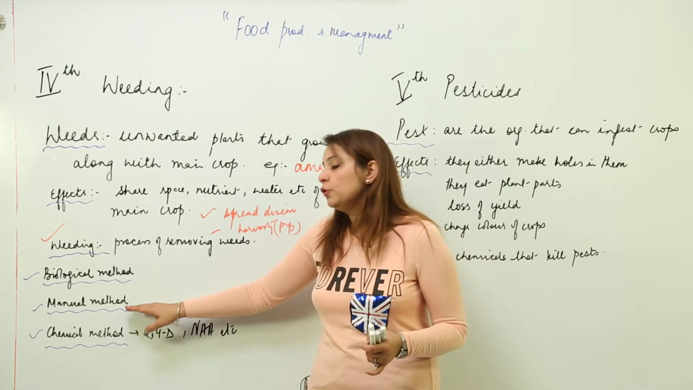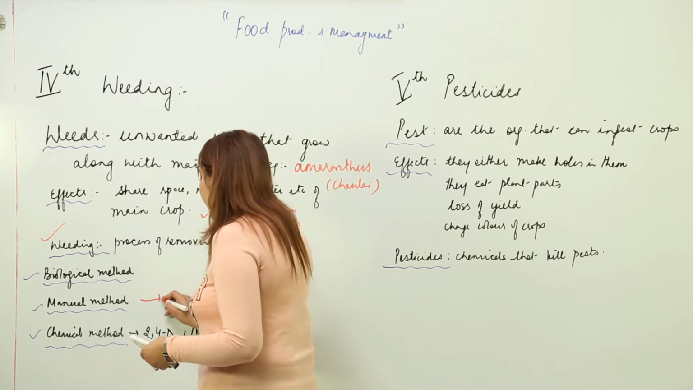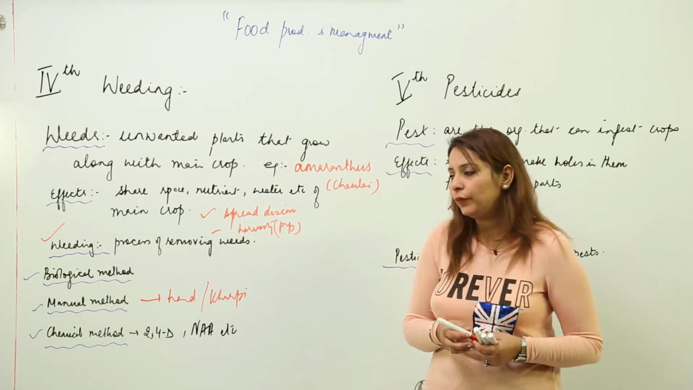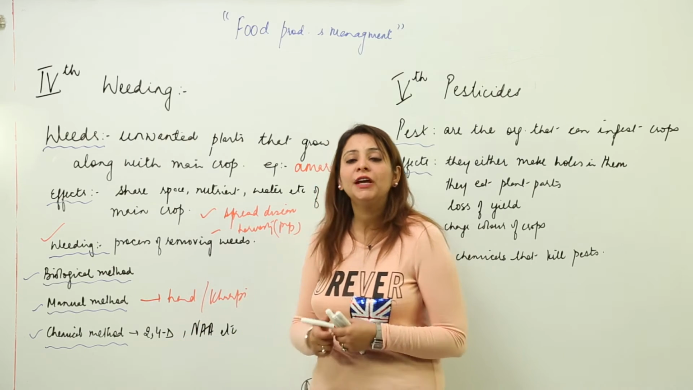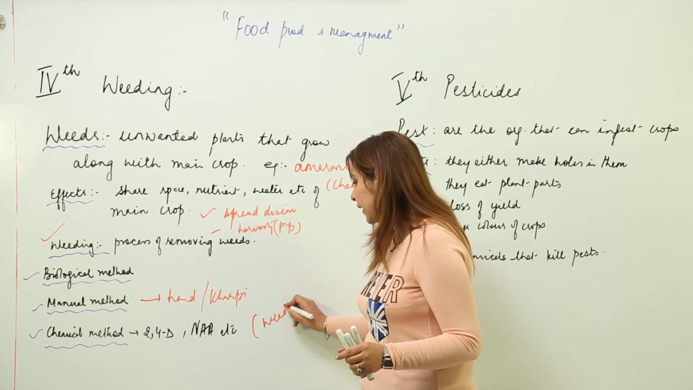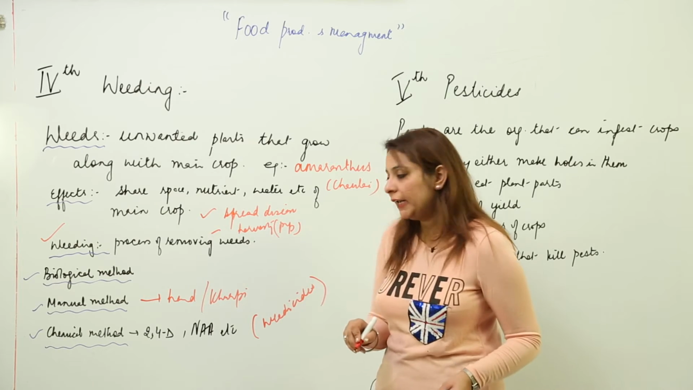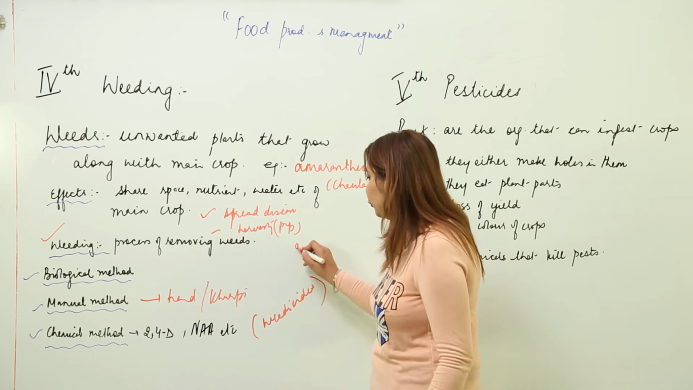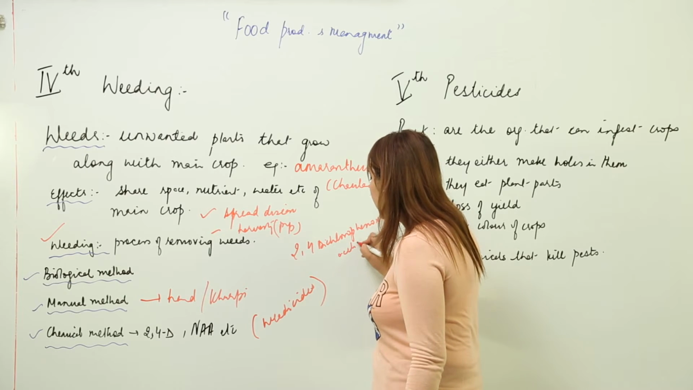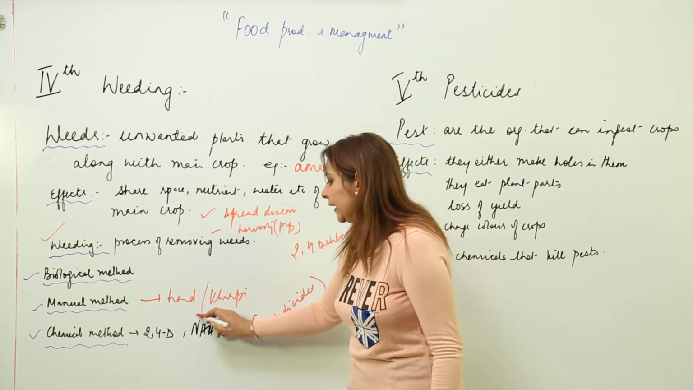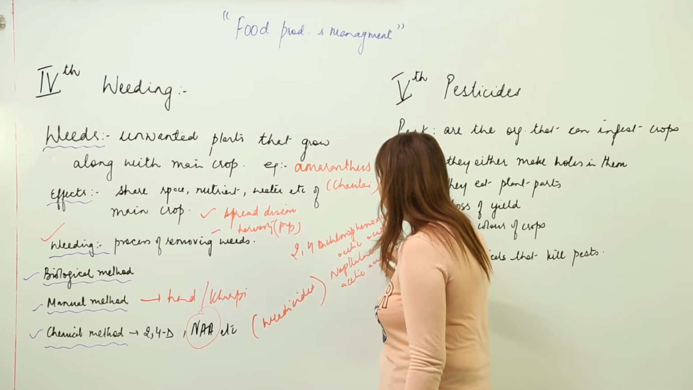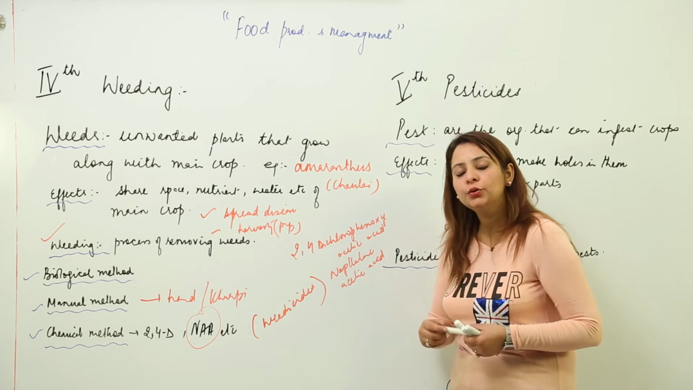The second is the manual method, that is with the help of hand or with the help of a khurpi, we can just pluck them up, we can just remove the weeds. Third is the chemical method, in which we make use of certain chemicals meant for this purpose, that remove weeds, and those chemicals are called weedicides. Like we have 2,4-D, the full name for 2,4-D is 2,4-dichlorophenoxyacetic acid. Next is NAA, it is naphthalene acetic acid. These are the commonly used weedicides which we use to remove weeds.